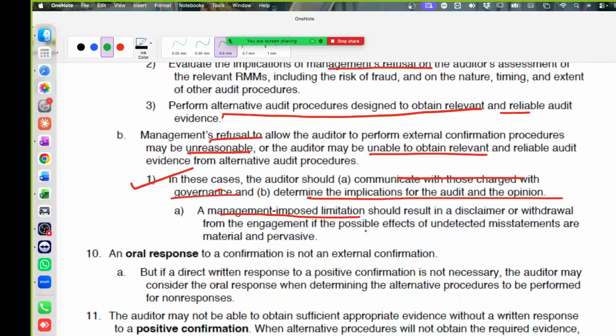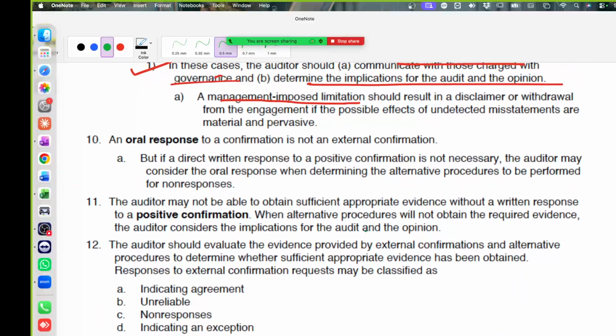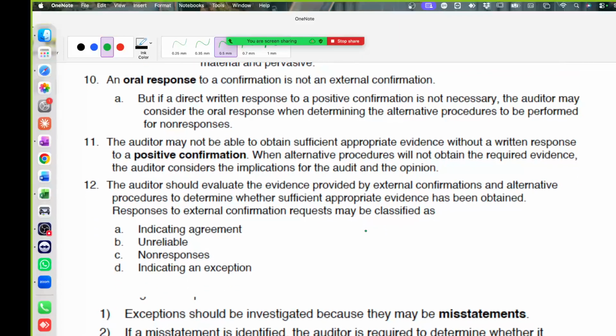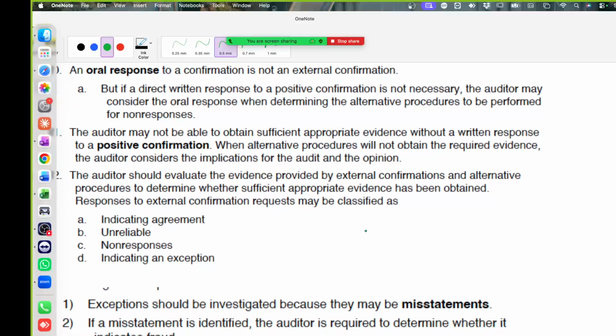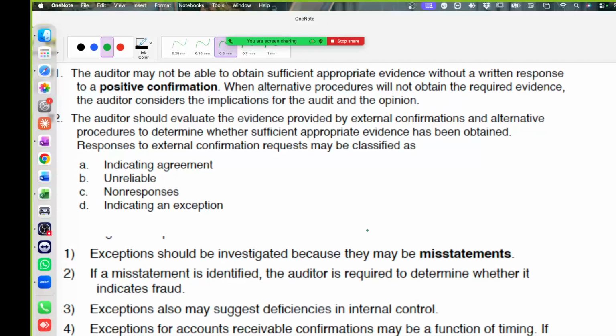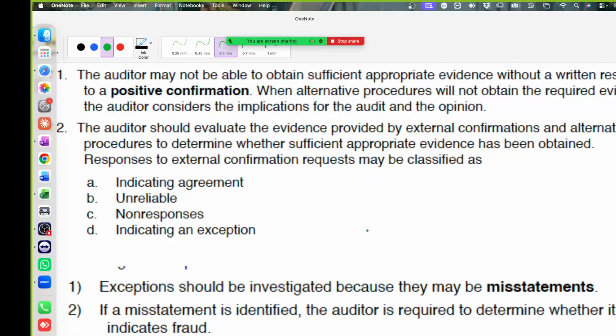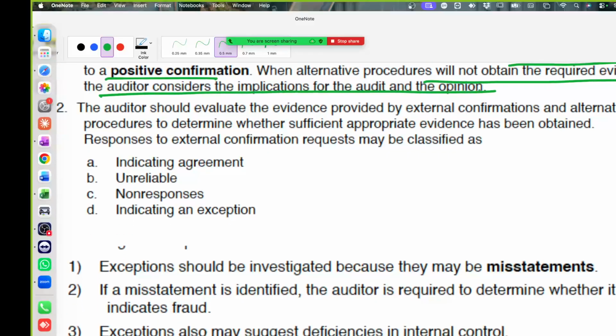And we also talked about management refusal. If the confirmation auditor may not be able to obtain sufficient appropriate evidence without a written response to a positive confirmation, when alternative procedures will not obtain the required evidence, the auditor considers the implications for the audit and the opinion.